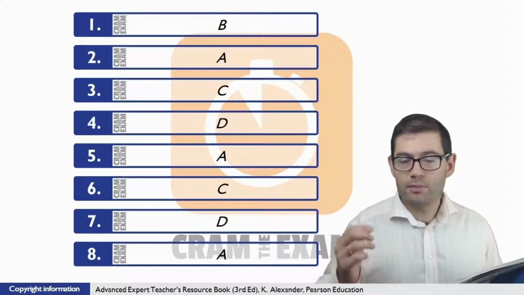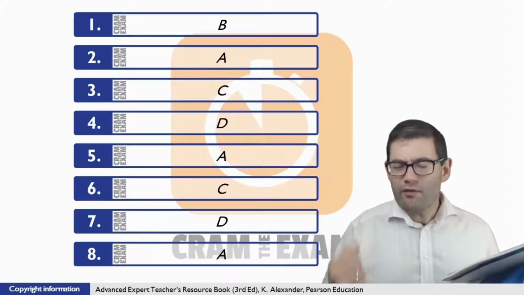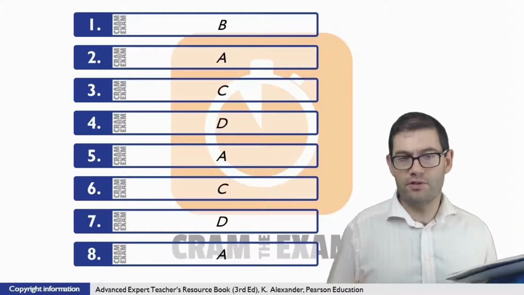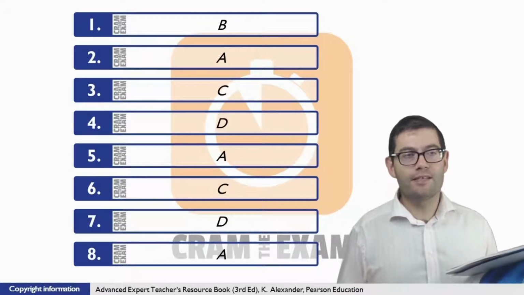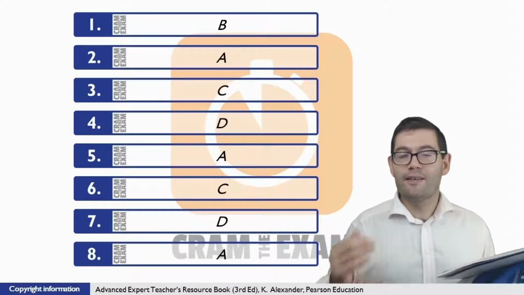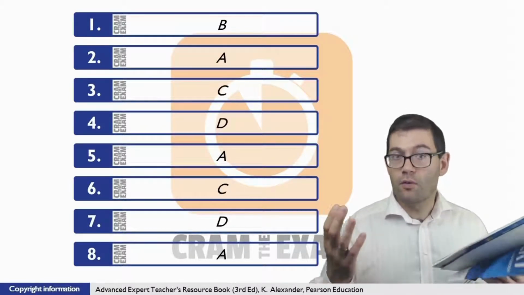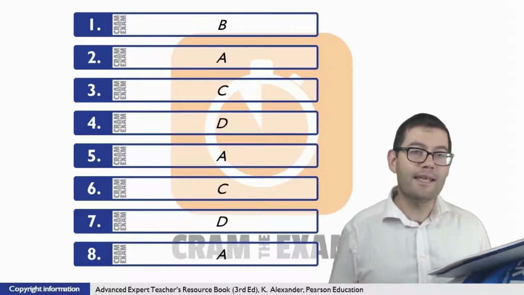For question number 4, the important thing here is the context, and that is people really want to do something. It's not that important, it's really important for those people, which means that the answer has got to reflect that as well. And of course, one of those answers does, and that is D, determined.